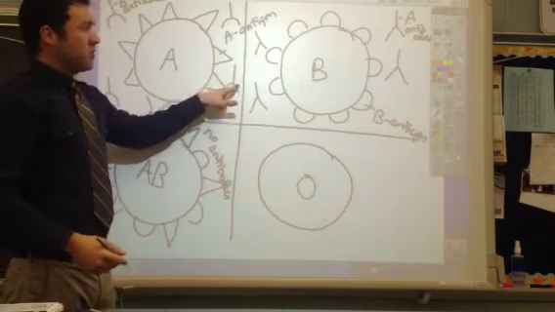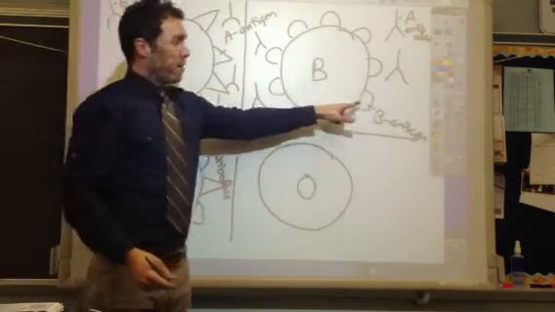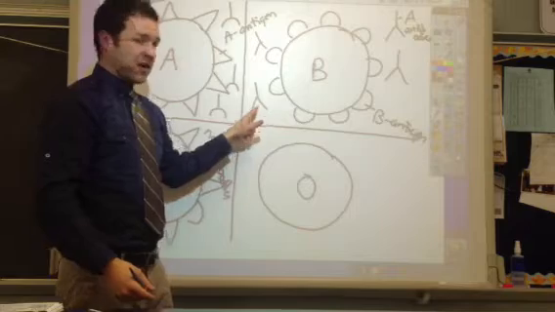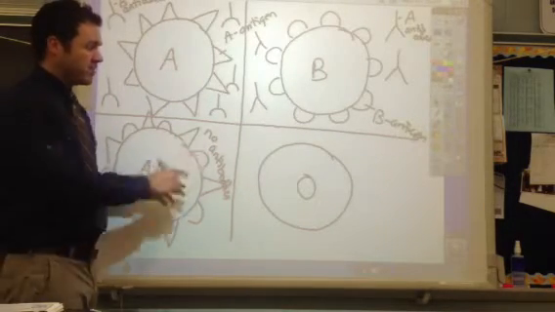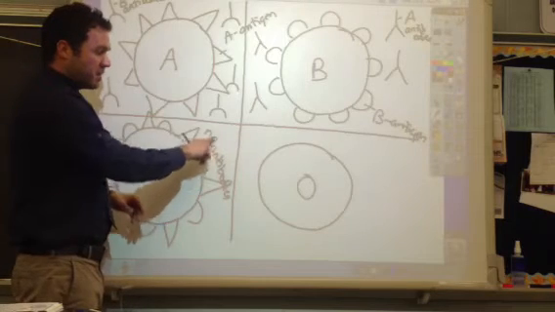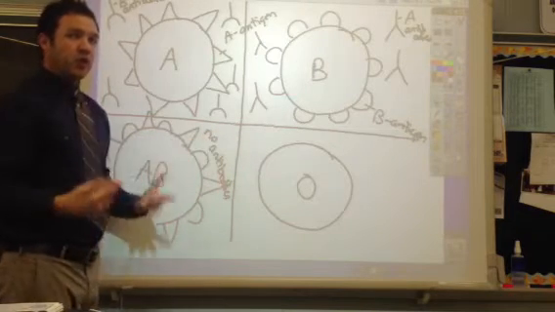This one, A antigen with the B antibody. This one, B antigen with the A antibody. This one has both the A and B covered, so therefore there's no more reason to have antibodies out here. If it had an antibody, it would just attack itself. You don't want that to happen.